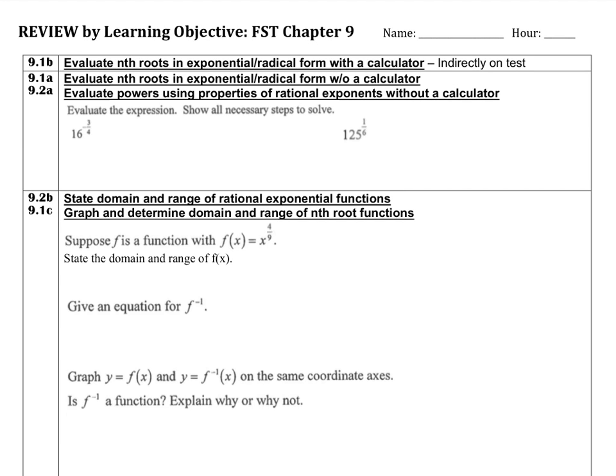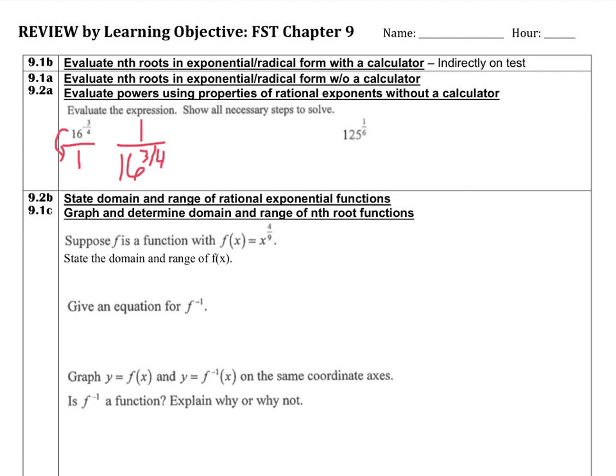Here's two examples. Find the expression, show all your necessary steps to solve. This is 16 to the negative 3/4 power. So the first thing you want to do is to get rid of any negative exponents. Remember, any number can be written over 1. To get rid of the negative exponent, cross over the fraction bar. So this becomes 1 over 16 to the 3/4.